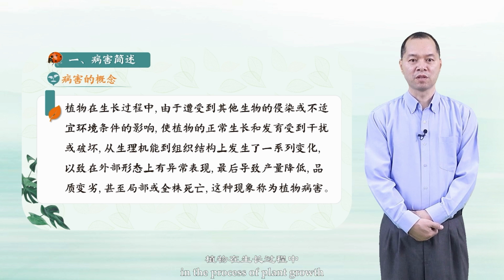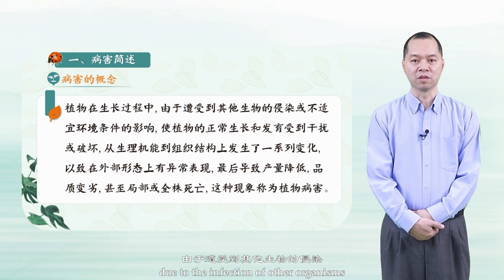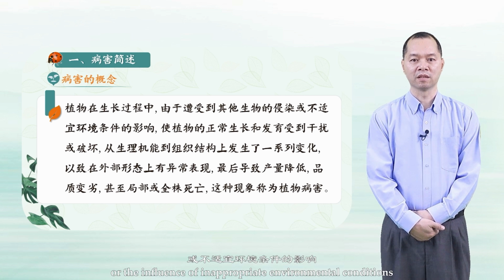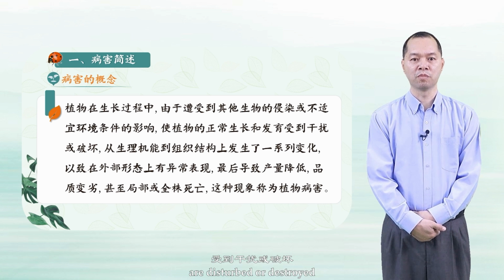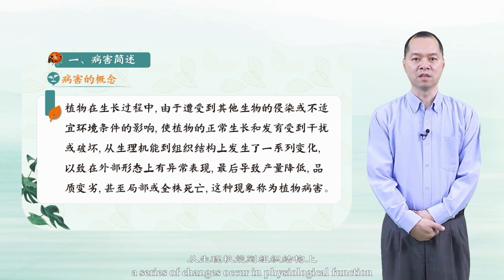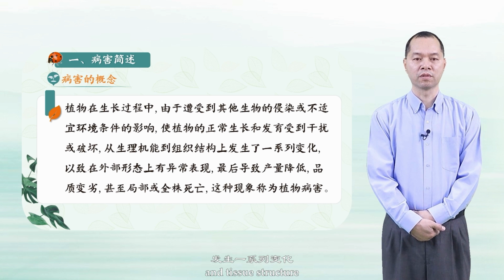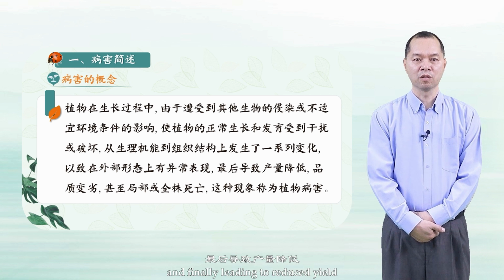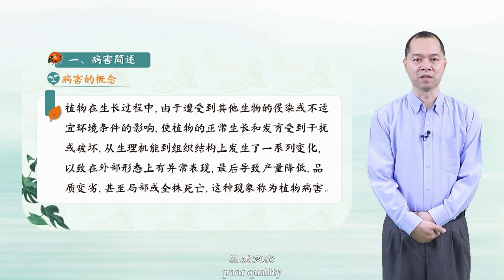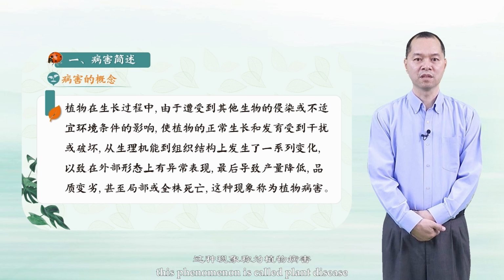In the process of plant growth, due to the infection of other organisms or the influence of inappropriate environmental conditions, the normal growth and development of plants are disturbed or destroyed. A series of changes occur in physiological function and tissue structure, resulting in abnormal performance in external morphology and finally leading to reduced yield, poor quality, and even partial or whole plant death. This phenomenon is called plant disease.